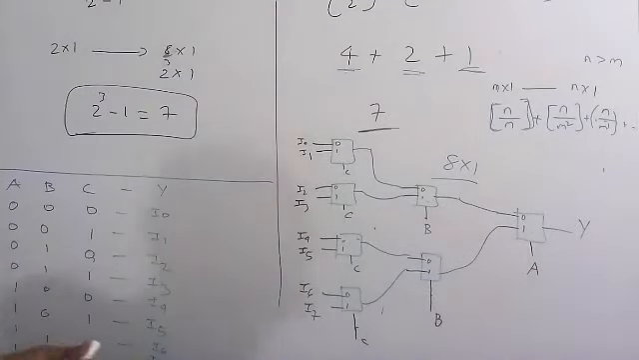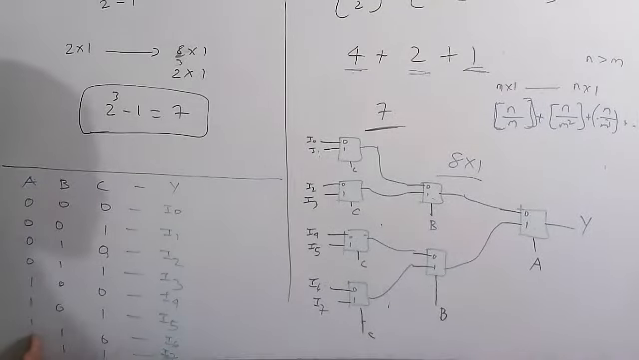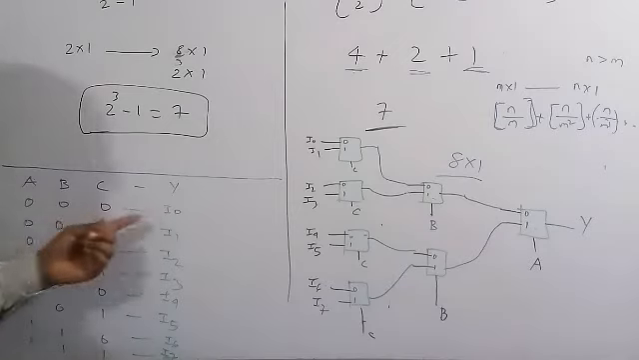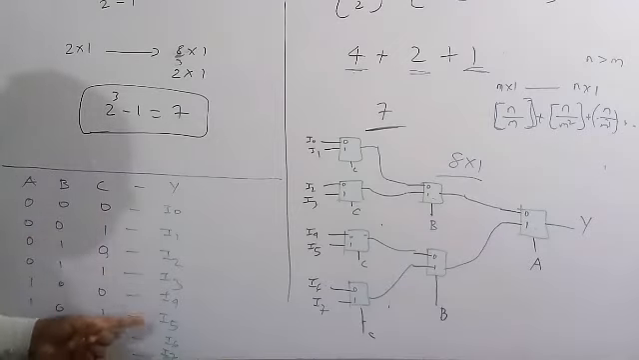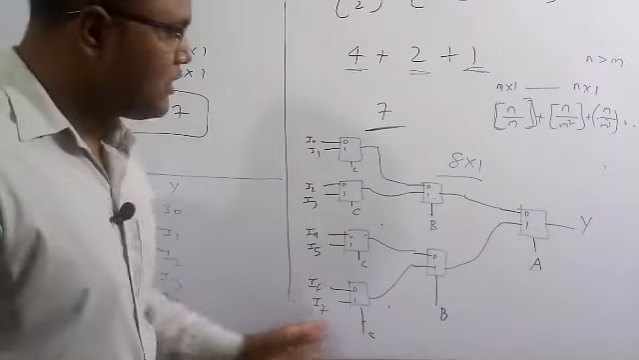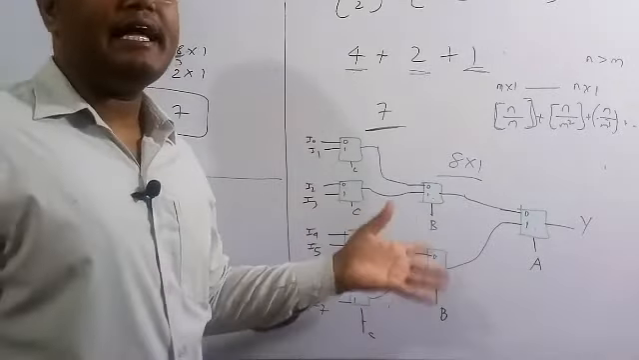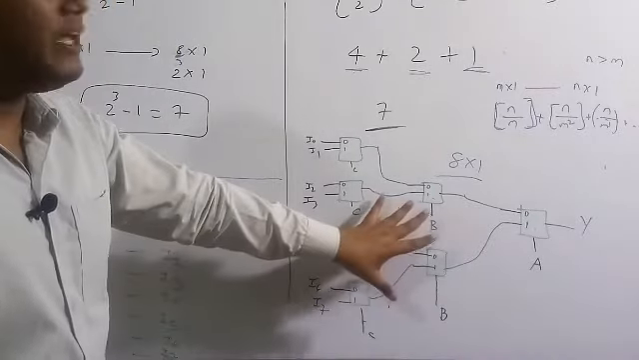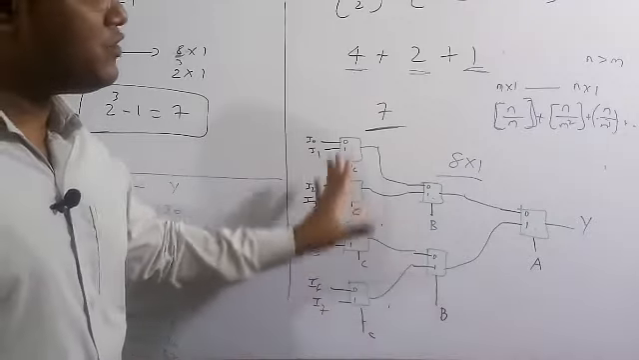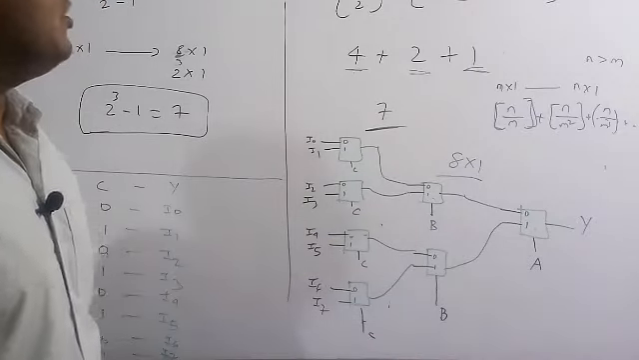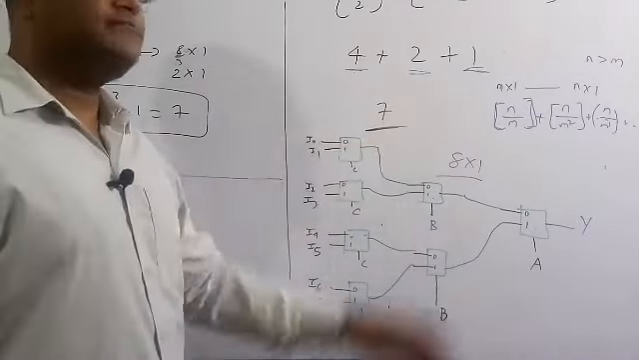The truth table of this one is A, B, C for this combination with I0, I1, I2, I3, I4, I5, I6, I7. So this total circuit implements an 8 cross 1 mux. This is the circuit diagram of the 8 cross 1 mux in terms of 2 cross 1 muxes. So finally, the solution is 7.